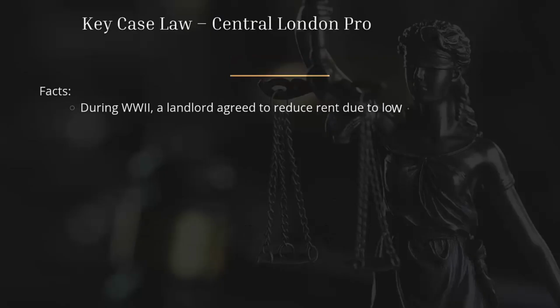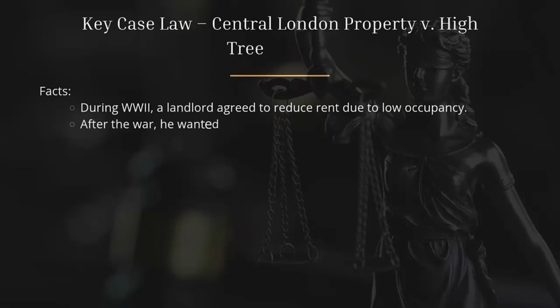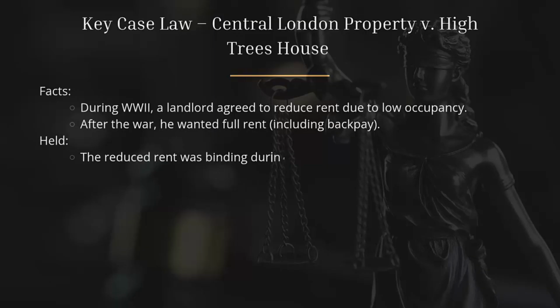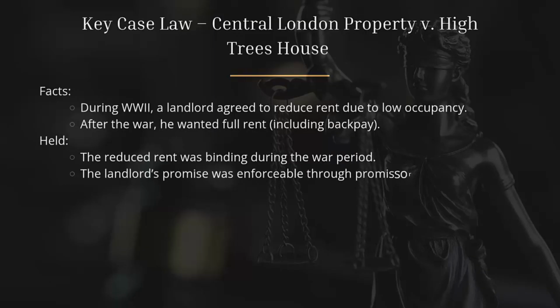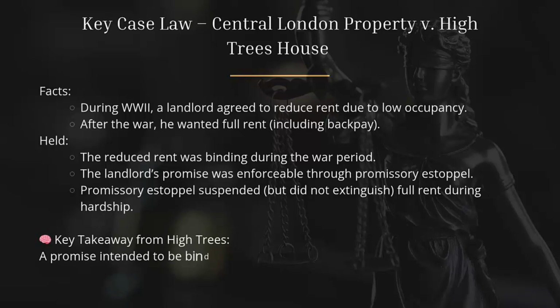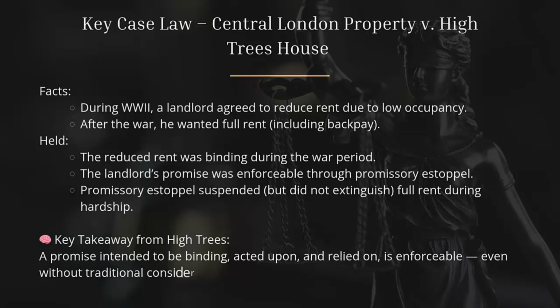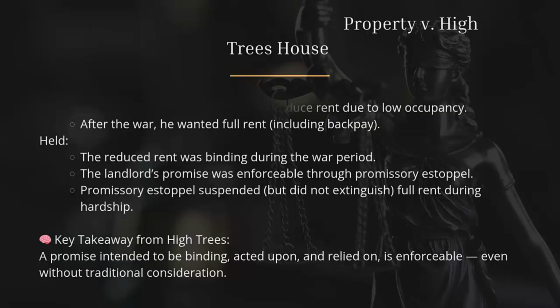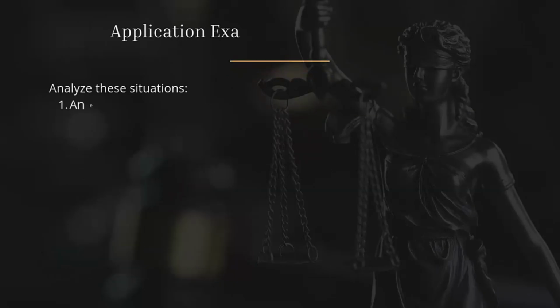Key case law: Central London Property versus High Trees House. Facts: during WW2, a landlord agreed to reduce rent due to low occupancy. After the war, he wanted full rent. Held, the reduced rent was binding during the war period. The landlord's promise was enforceable through promissory estoppel. It suspended full rent during hardship. Key takeaway from High Trees: a promise intended to be binding, acted upon, and relied on is enforceable, even without traditional consideration.